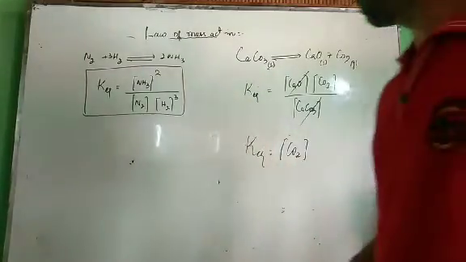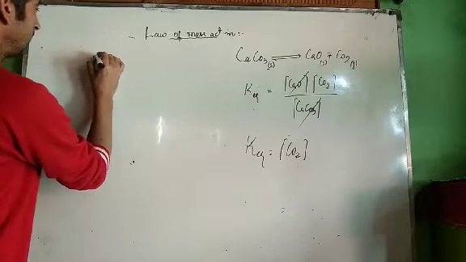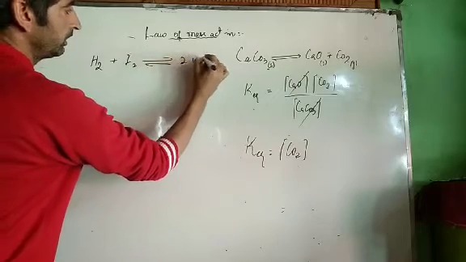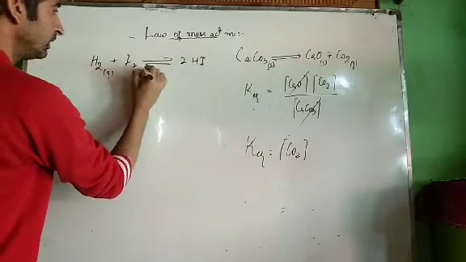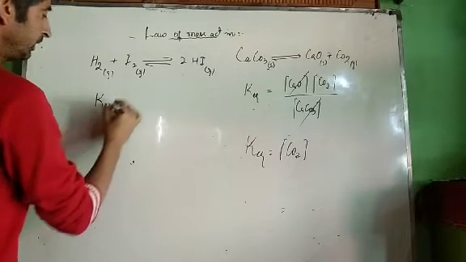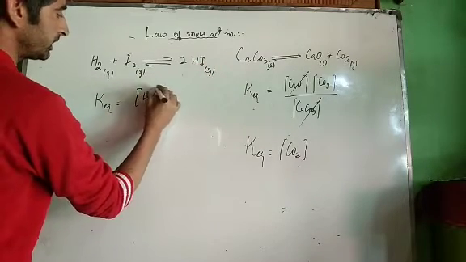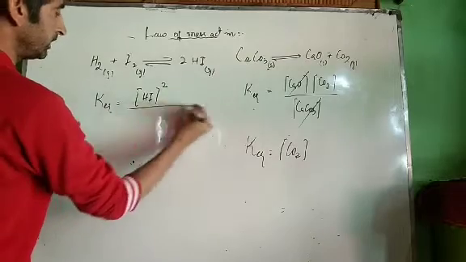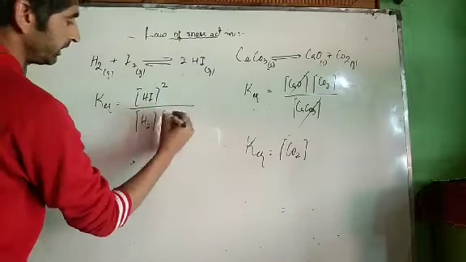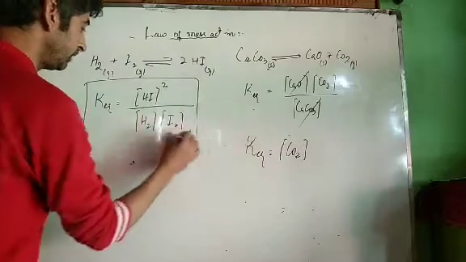Now see how you have to solve questions. Let us take one more question. H2 plus I2 gives 2 HI. This is a reversible reaction. This is gas, and this is gas. You have to determine K equilibrium for this reaction. K equilibrium will be equal to the active mass of the product, that's HI, raised to the power of its stoichiometry, that is 2, divided by the active mass of the reactant H2 into the active mass of the other reactant I2, raised to the power of their stoichiometry, 1 and 1. This will be K equilibrium.